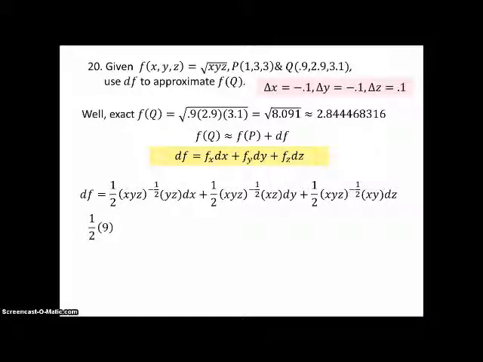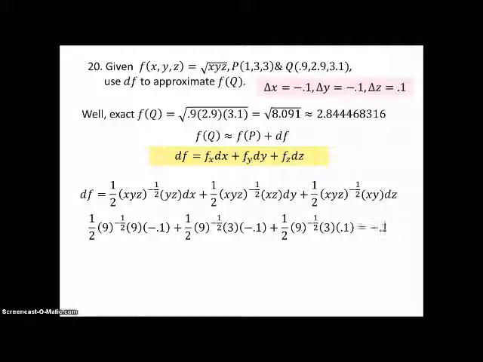And then we plug in the numbers that we have for x, y, and z using the nice point, and also using delta x, delta y, and delta z for dx, dy, and dz, and we get an approximate change of negative 0.15. So now we're going to approximate the function value at point Q with the function value at point P, which is nice, square root of 1 times 3 times 3, plus the differential, or minus 0.15, and we get 2.85 for our approximation. Now if you compare that to the calculator value, it's not too bad. Not a great approximation, but good enough for Newton.